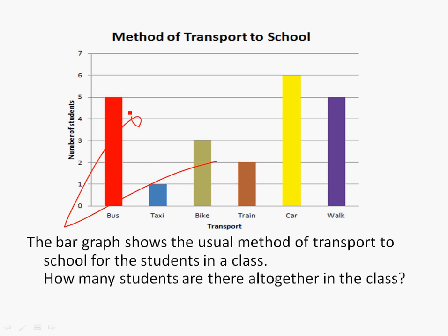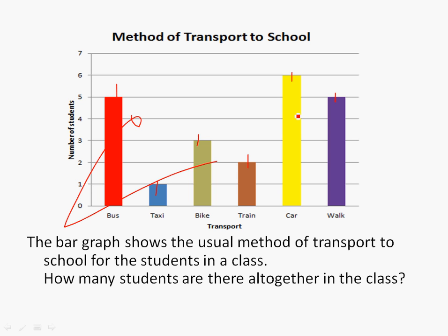So this is the number of students. For example, here it is 5, 1, 3. So 3 students prefer bike, 2 students prefer train, 6 students prefer car, and 5 students prefer walking. So how many students are there? It would be the sum of all this. So this again is a very simple interpretation of a bar chart.